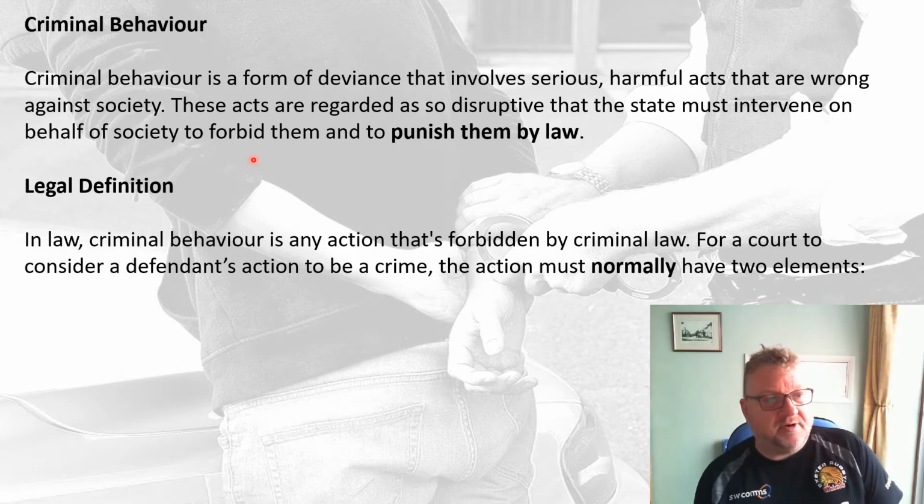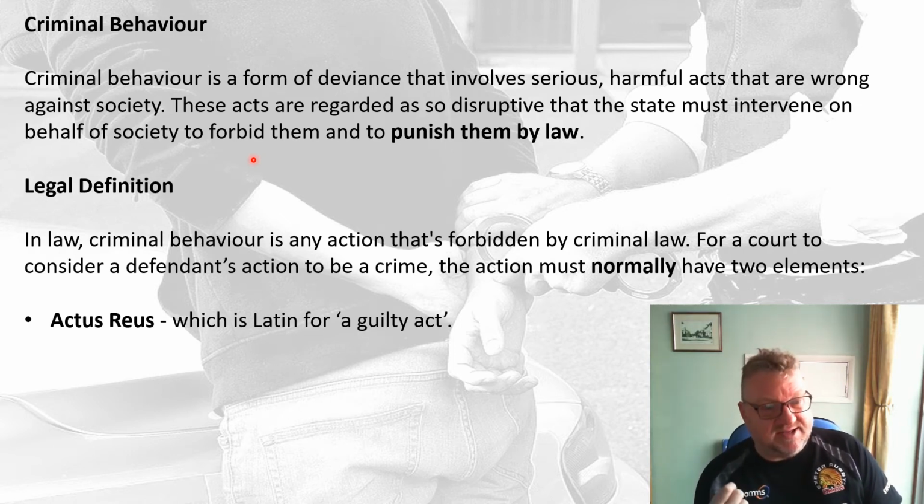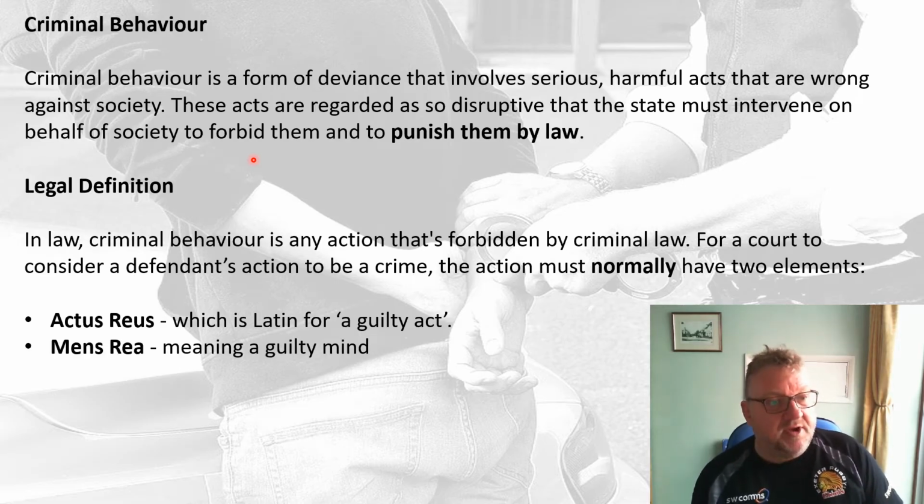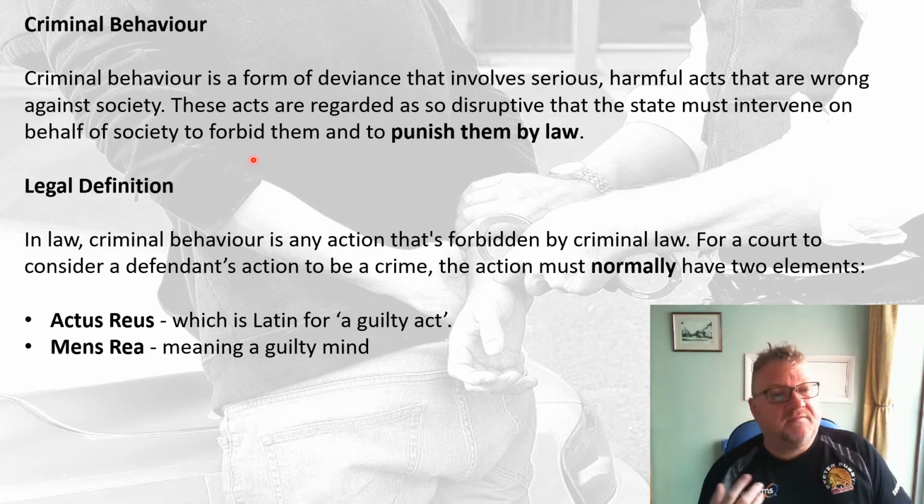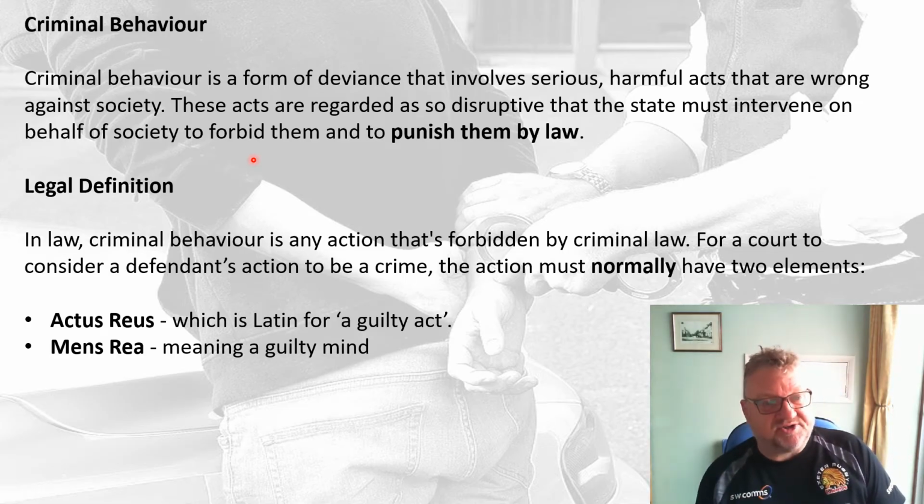So in law, criminal behaviour is any action that's forbidden by criminal law. So in general, for a court to consider a defendant's action to be a crime, the action has got to have two elements. In Latin, it's got to have what's called an actus reus. So the act itself has got to be guilty, so it's got to be wrong, it's got to be illegal. But at the same time, you've got to have a mens rea, so a guilty mind. So the intention behind it is guilty. So in general, remember I'm saying in general, there are exceptions here, but in general, in a court of law, for it to be a crime, it's got to be an actus reus and a mens rea.